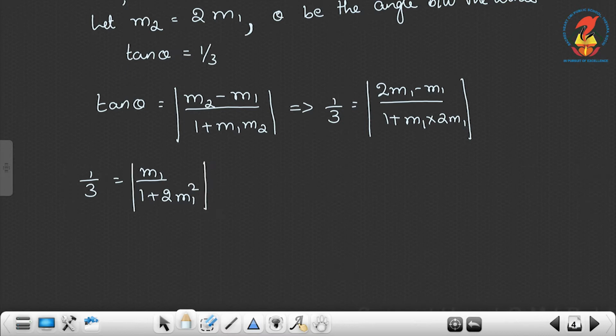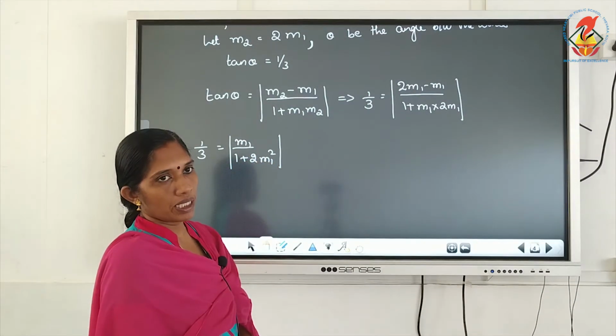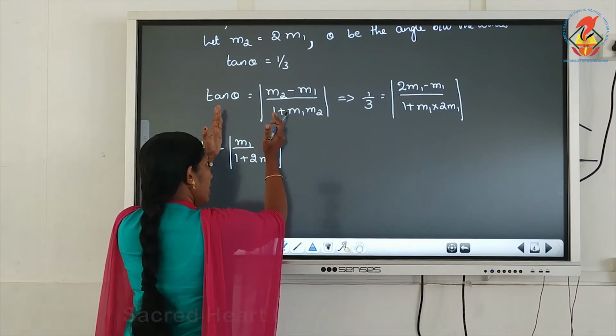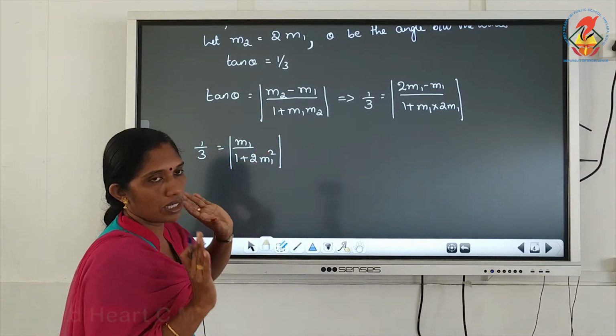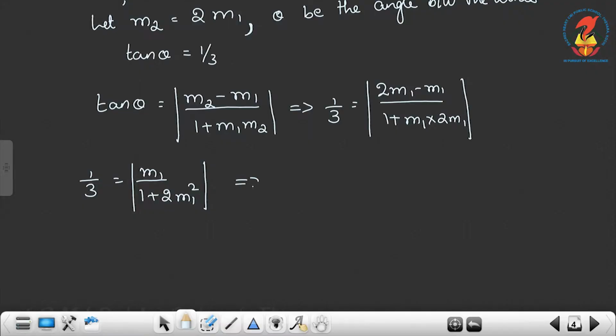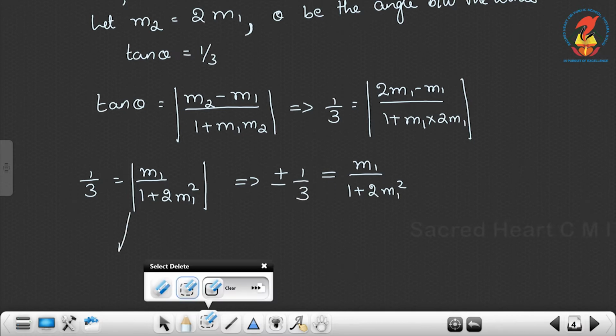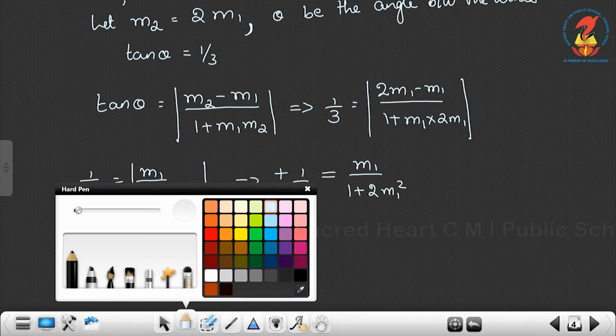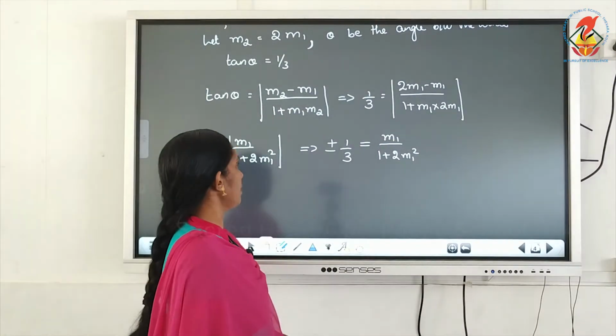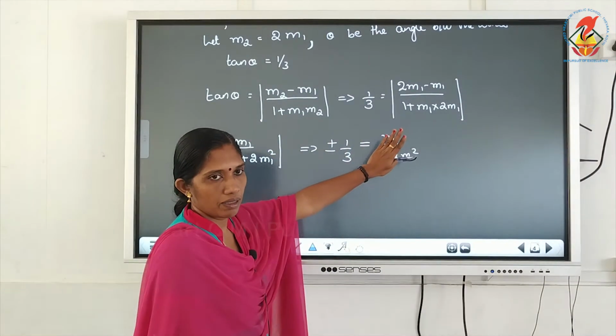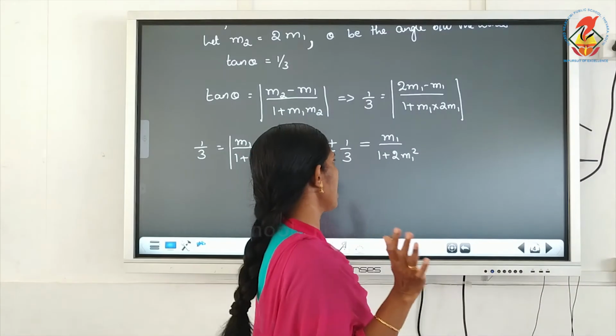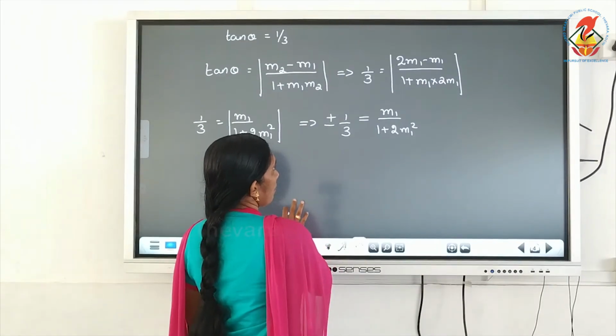If the modulus is there, it is difficult to simplify. When we write modulus here, this side is positive only. When I write the right hand side without the modulus symbol, then on the left hand side we have to write plus or minus. Understood? Modulus gives the positive value, so without the modulus symbol you have to put plus or minus. Now we have to simplify this. Take the positive value first, then the negative value.